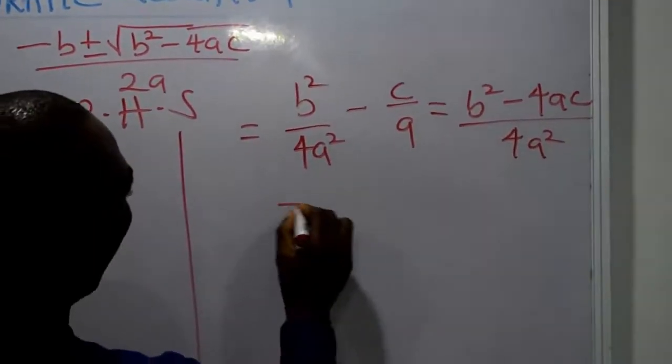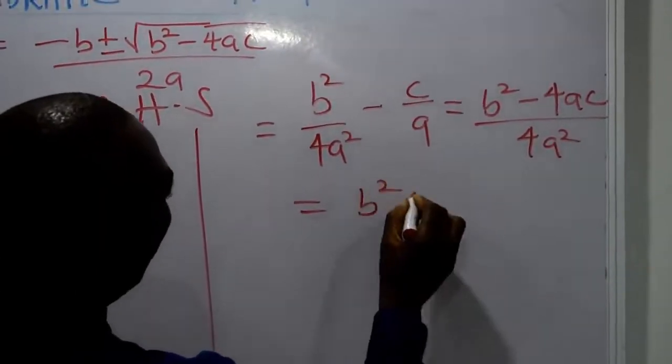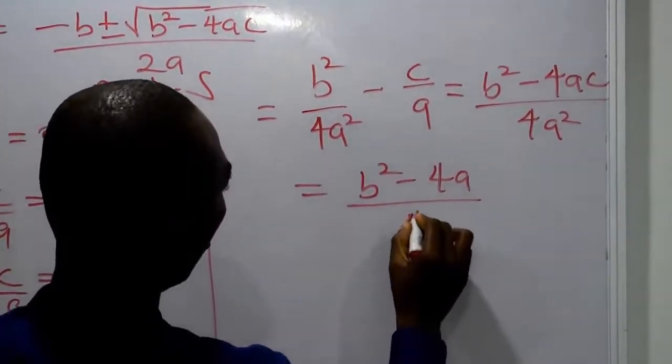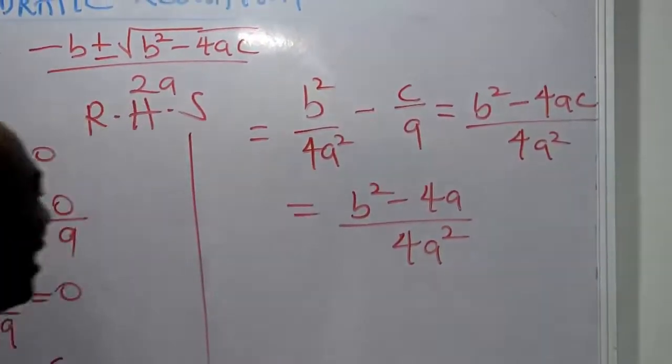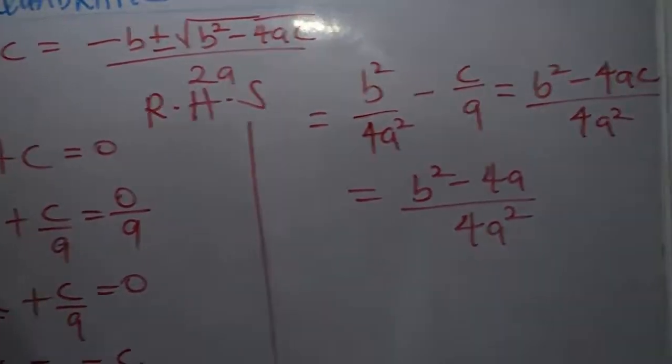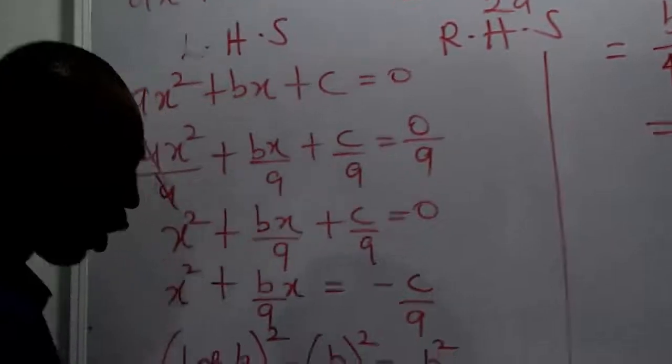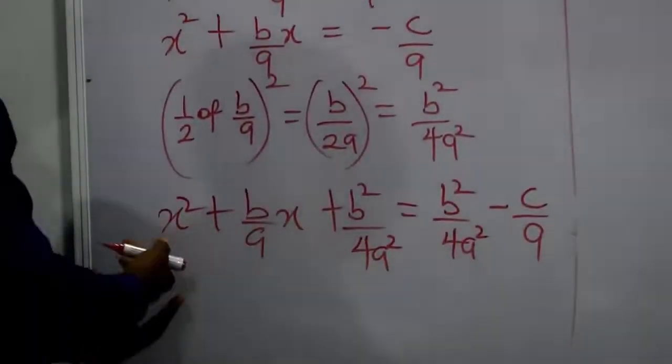So from here now, the final answer here is what? B squared minus 4ac, everything over what? Over 4a squared. Now, once you get this, which is the right hand side, and you have got your left hand side, which is a perfect square.